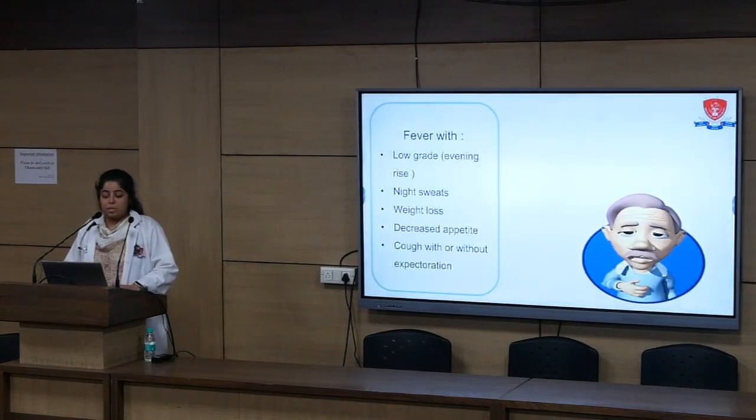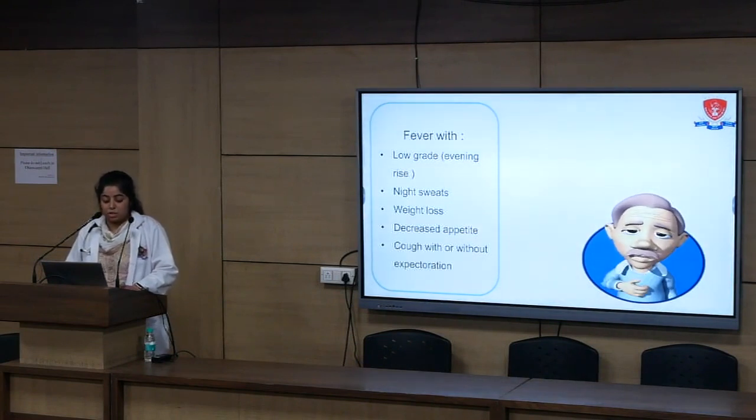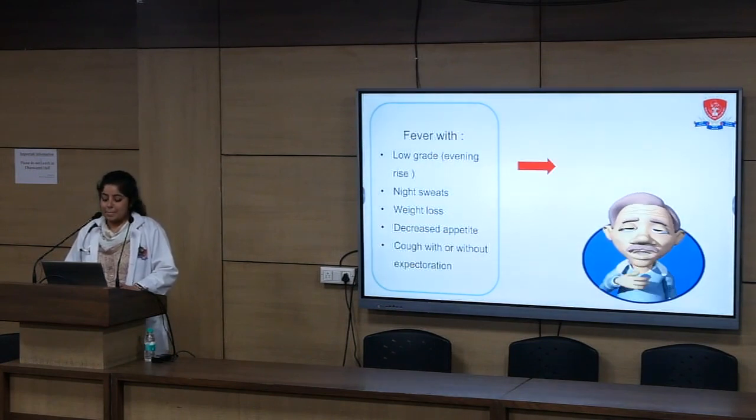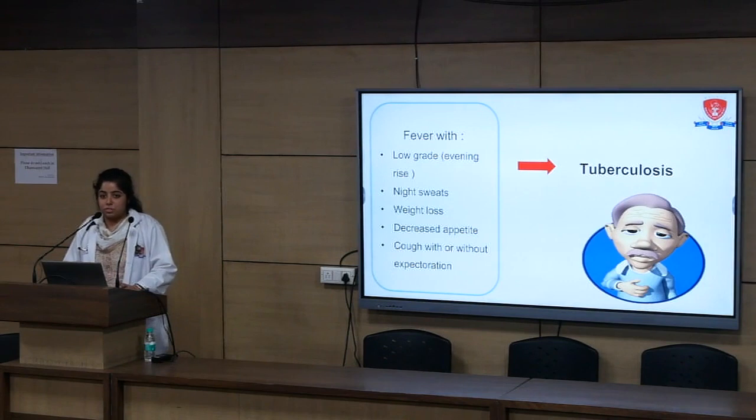Now let's come to a patient that presents to us in the OPD with low grade fever, with evening rise of temperature, night sweats, weight loss, decreased appetite, cough with or without expectoration. What could be thought for such a patient? Anybody would like to answer? Tuberculosis can be thought for such a patient.